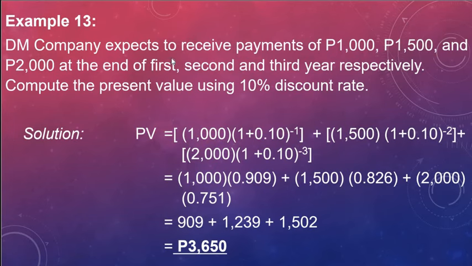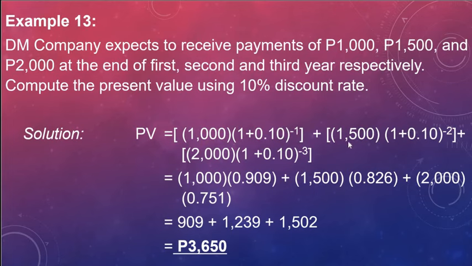So, here, DM company expects to receive payments of 1,000, 1,500, and 2,000 at the end of the first, second, and third year respectively. So, compute the present value using a 10% discount rate. Okay? So, ito yung solution niya, no? 1,000 times 1 plus 0.10 raised to the power of negative 1. Kasi nga, matatanggap mo at the end of the first year.